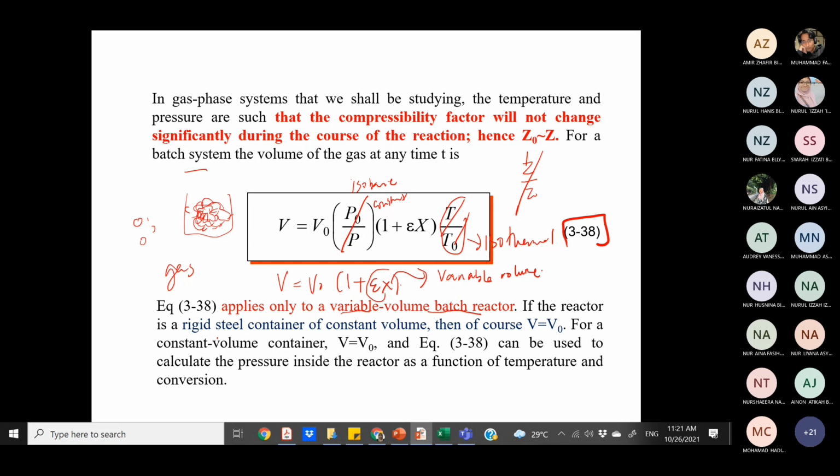So if the reactor is a rigid steel container of constant volume, then of course V is equal to V naught. That is the volume of the container, not the volume of what is inside. V equal to V naught can be used to calculate the pressure inside the reactor as a function of temperature and conversion. This is for later, don't get confused yet, we reserve that for now.